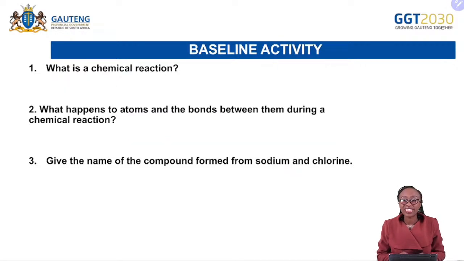So let's look at today's baseline assessment. I'm going to read out the questions and then give you time to answer them. As soon as you are done, we can go through the solutions together. The first question reads, what is a chemical reaction? The second question is, what happens to atoms and the bonds between them during a chemical reaction? And the third question is, give the name of the compound formed from sodium and chlorine. I'm going to give you 2 minutes to answer these questions. Don't forget to send through your answers to 0794549535. See you after 2 minutes.